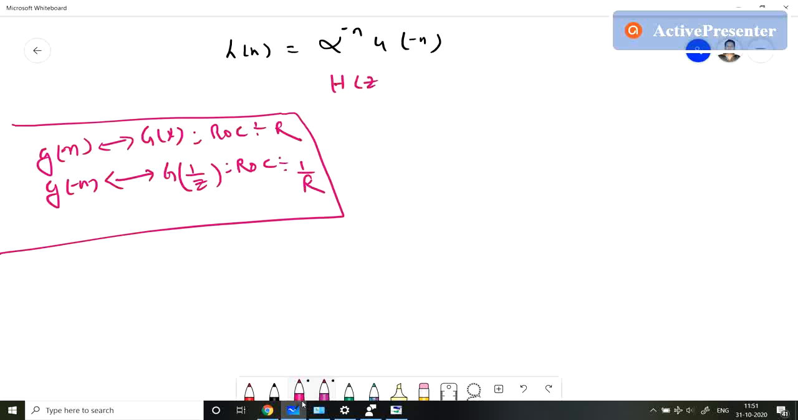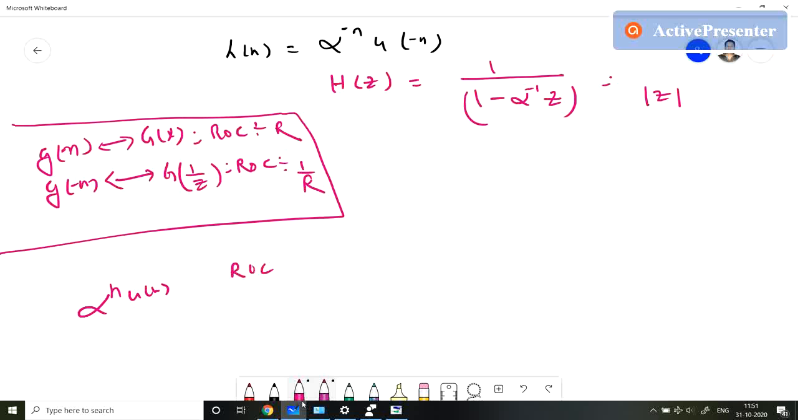So here the z transform of X(z) is 1 divided by 1 minus alpha inverse z, and the ROC is modulus of z. Now the ROC will change. Previously the ROC for this alpha raised to the power n u[n] was modulus of z greater than modulus of alpha. Now here the ROC is modulus of z less than modulus of 1 divided by alpha. This is the ROC.